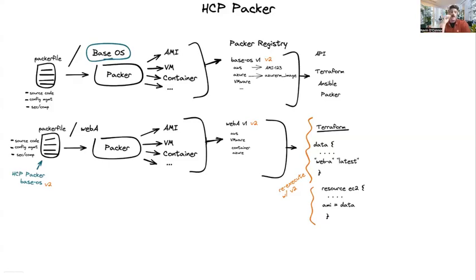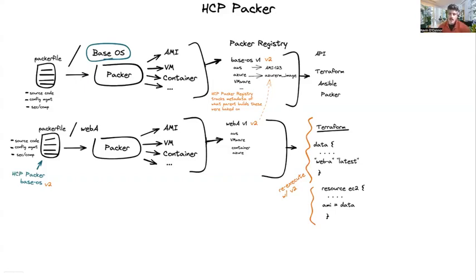Now, a key property as well is that the Packer registry will maintain metadata of what parent builds these were baked on, right? So we know that version 2 of our web app is built on version 2 of base OS, and version 1 of web app is built on version 1 of our base OS as well, right? And where this starts to come in handy is when we think about security, right?